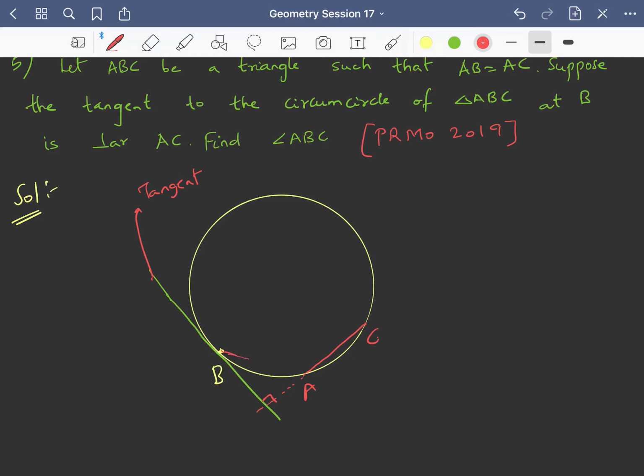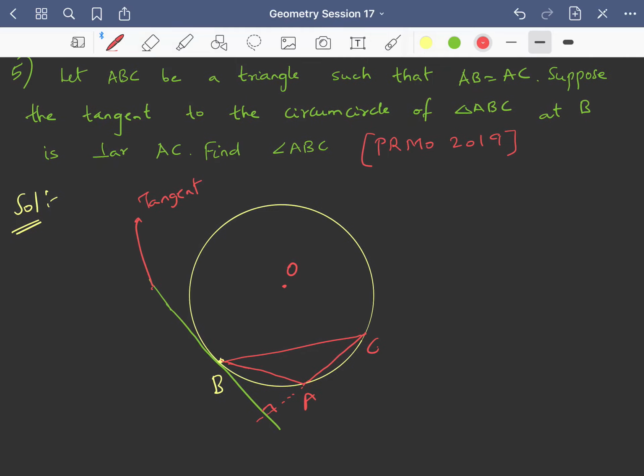And let us just complete the triangle. Let us join AB and let us join BC. Now let us say O is the center of the circle. It is given that AB is equal to AC. We need to find angle ABC, that is this angle.